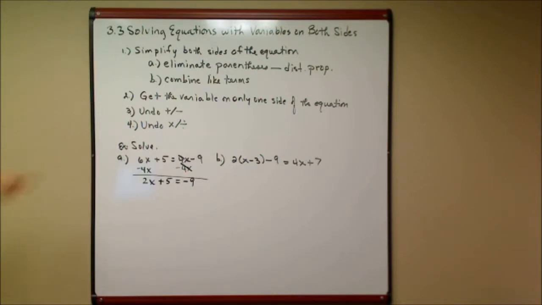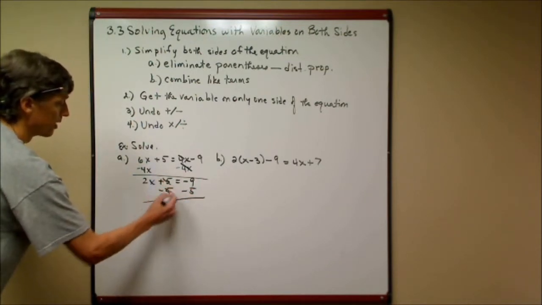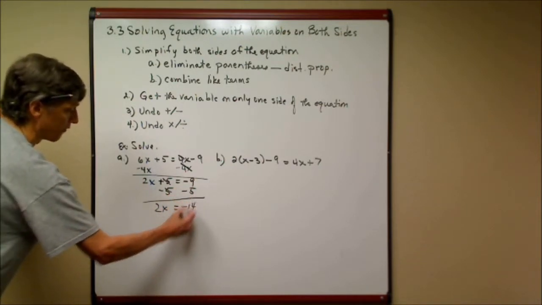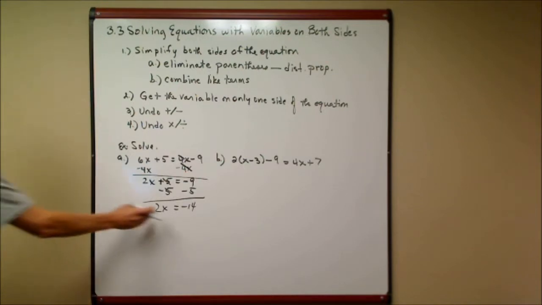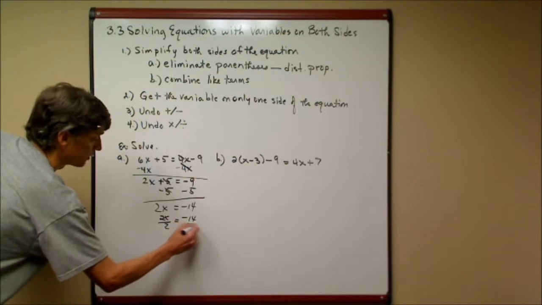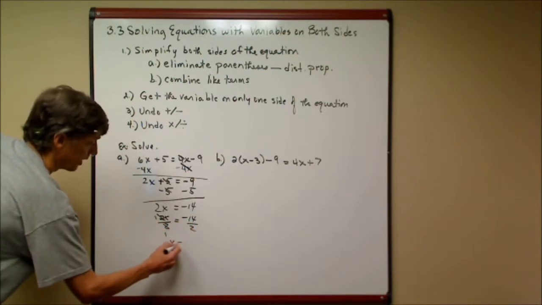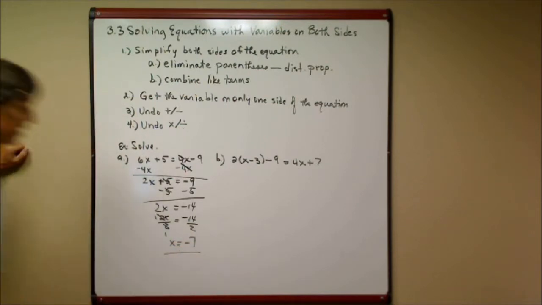I'm going to solve this now by undoing any adding or subtracting. So I'll get rid of the plus 5 by subtracting 5 from both sides. And I get 2x is equal to a negative 9 and a negative 5 is a negative 14. Then I'm going to get rid of the 2 that's times the x to isolate the variable. I'm going to divide both sides by 2. I write it as a separate step here. Those cancel out as a factor 1, and I get x equals negative 14 divided by a positive 2 is a negative 7. And that's my answer.